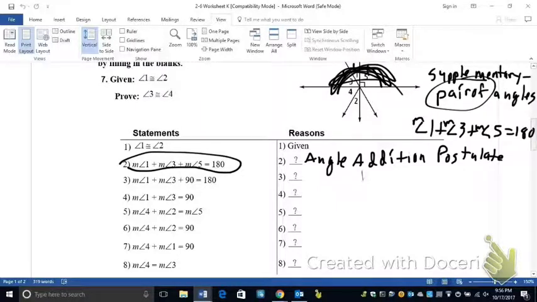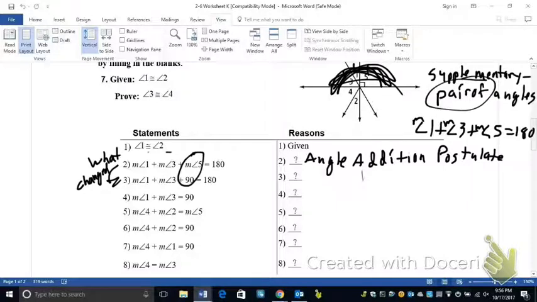Okay, so that's the angle addition postulate. So now we need to look at step 2 to step 3. What changed? What's different from step 2 and step 3? We can look at that and see, hey, what changed? And it's that we replace the measure of angle 5 with 90. Okay, so looking up here, we see that the measure of angle 5 is indeed 90 degrees. It's got that little right angle symbol on it.